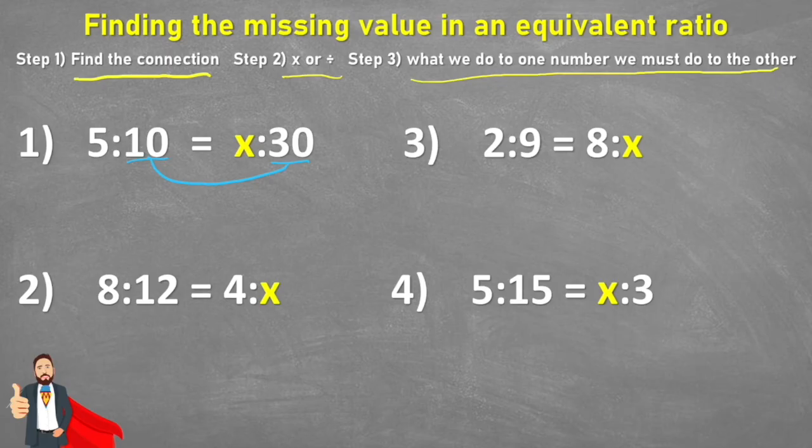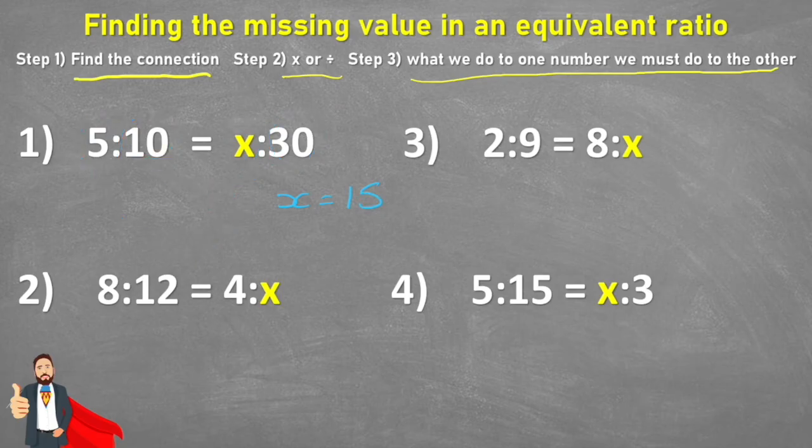So I can see that to get from 10 to 30, I would need to multiply by 3. Or the opposite way around, if I wanted to get from 30 to 10, I could divide by 3. But because our missing ratio is on this right hand side, we're going to have to times. Then step 3 says whatever I do to one of the numbers, I must do to the other. So if we multiplied the second digit by 3, therefore we have to multiply the first digit by 3 to get the equivalent ratio. So if I was to multiply my 5 times 3, I would end up with 15. So therefore x equals 15.